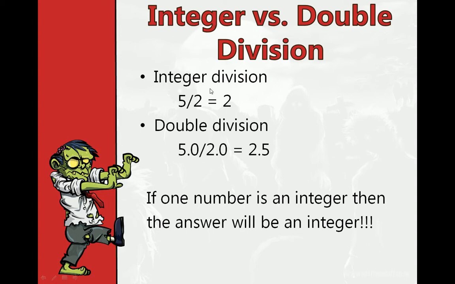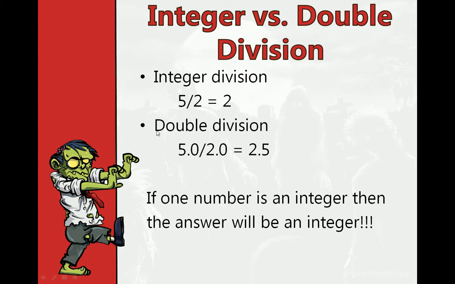Integer division, for example, if I have 5 divided by 2, or if my variables are both integers, integer x and integer y, 5 divided by 2 is going to be equal to 2, right? Because that's an integer. If you have 2 integers going in, you get an integer going out.